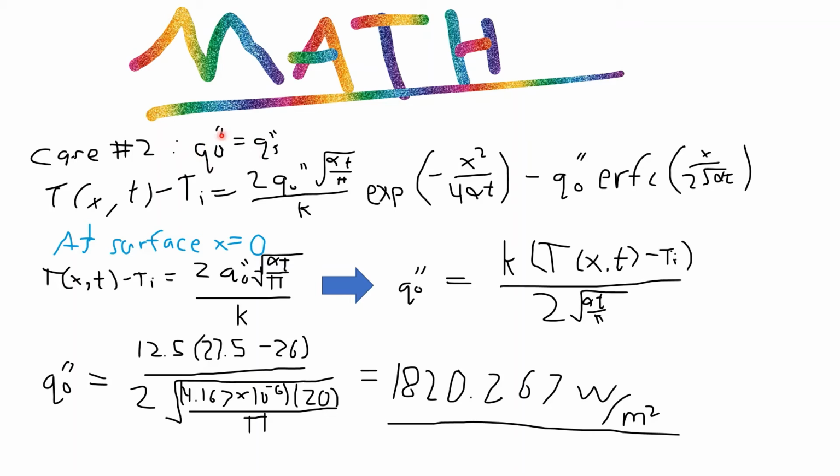So for case number 2, the flux is the same for all surfaces, and now we have our temperature at t equals 20 seconds, x equals 0, and our initial temperature. So this is our overall equation. Then at the surface, x equals 0, we can simplify this a good bit to get this right here. Then solving for the flux q0'', we get this. We plug in 27.5 for our temperature after 20 seconds, and 26 Celsius for our initial temperature. Plug in the rest of the values and calculate to get 1,820.267 watts per meter squared.